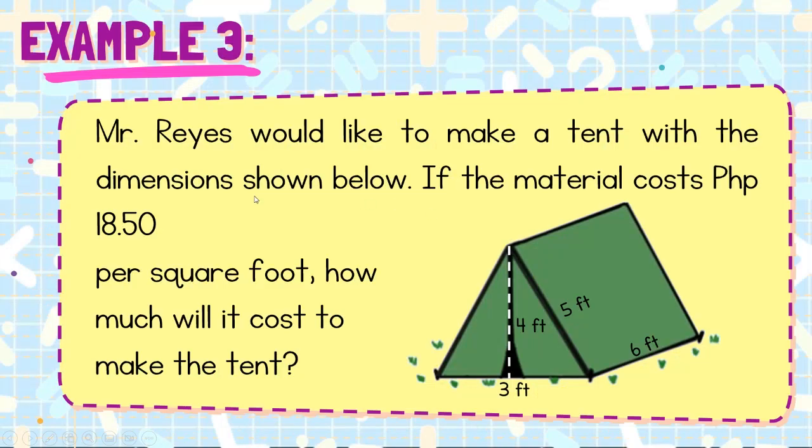Mr. Reyes would like to make a tent with the dimension shown below. If the materials cost 18 pesos and 50 centavos per square foot, how much will it cost to make the tent? So this should be the dimension. We have the length of the tent is equivalent to 3 feet. The width is 6 feet. The slant height is equivalent to 5 feet. And we have the height of the tent is 4 feet.